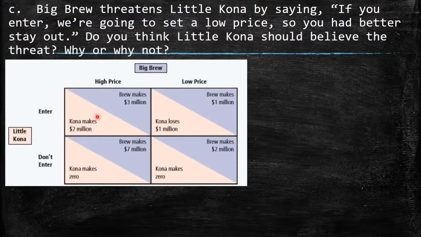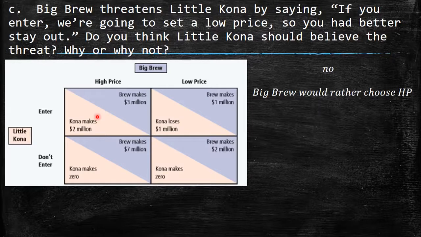Then Big Brew threatens Little Kona by saying, if you enter, we're going to set you a low price, so you had better stay out. Do you think Little Kona should believe the threat? Why or why not? Obviously, no. Why? Because Big Brew would rather choose a high price. If they choose low price, they will have 1 million of profits instead of 3 million. So they will absolutely prefer that Little Kona enters the market. So definitely this is not a threat you can believe.